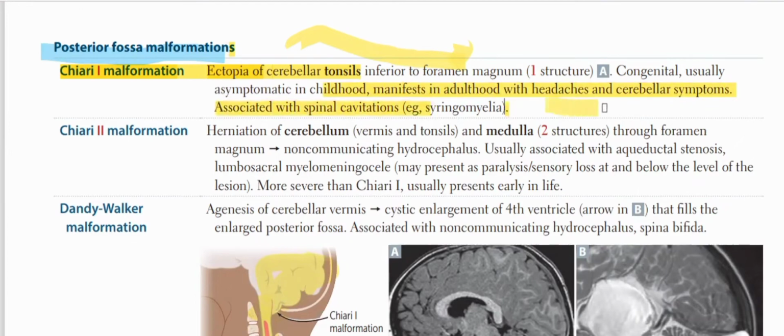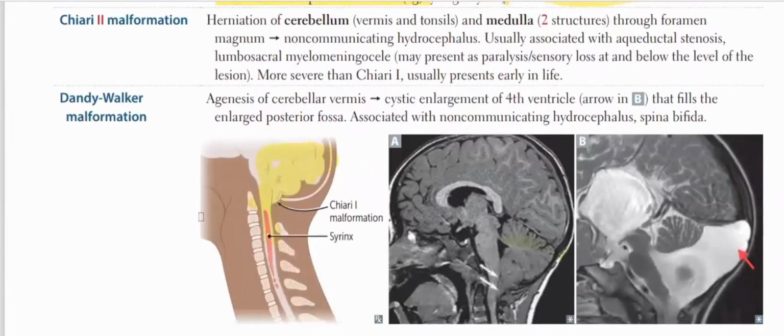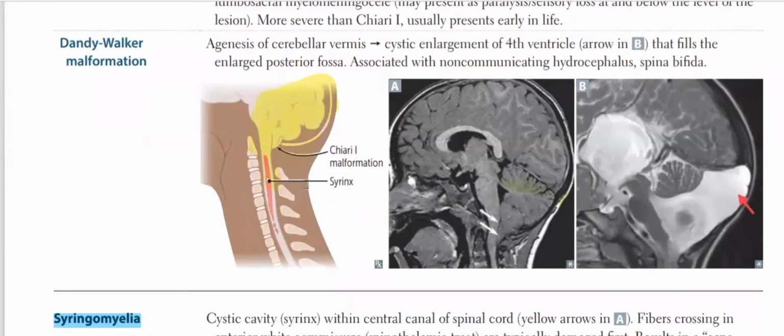The most important is headache and cerebellar symptoms, because there is an involvement of the cerebellum. This small part of the cerebellum is the Chiari 1 malformation, and there is a syrinx, because if pressure develops here, that can lead to Syringomyelia.